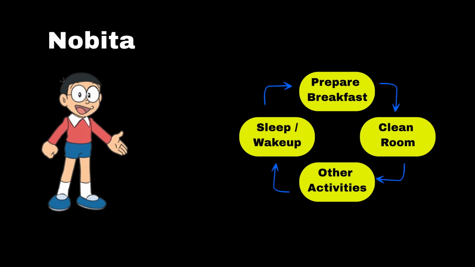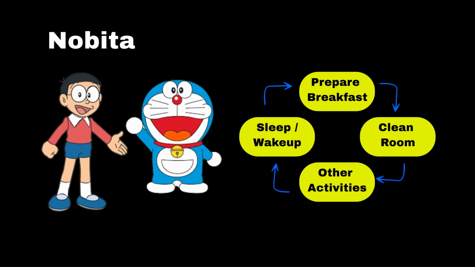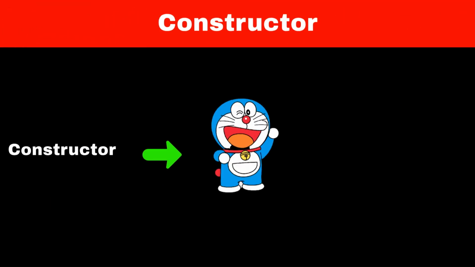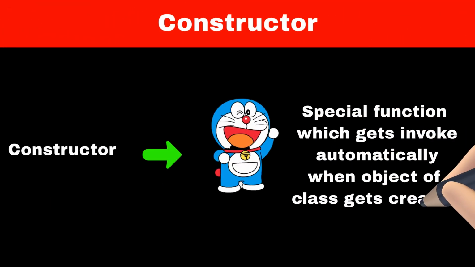One day Nobita built a robot to perform this task. Now whenever Nobita wakes up, the robot will prepare breakfast for him and clean his house. Constructor is similar to this robot which will perform the same task when an object of a class is created.